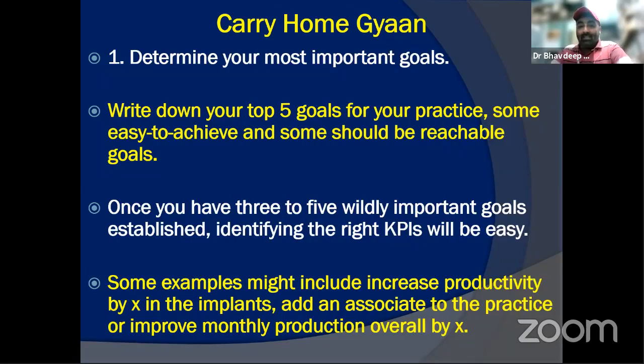Some examples include practice productivity. For example, I want to increase my productivity in implants by X, number of times, 1x, 2x, 3x. Maybe add an associate to the practice and improve monthly production overall by X. X can be specified by you.